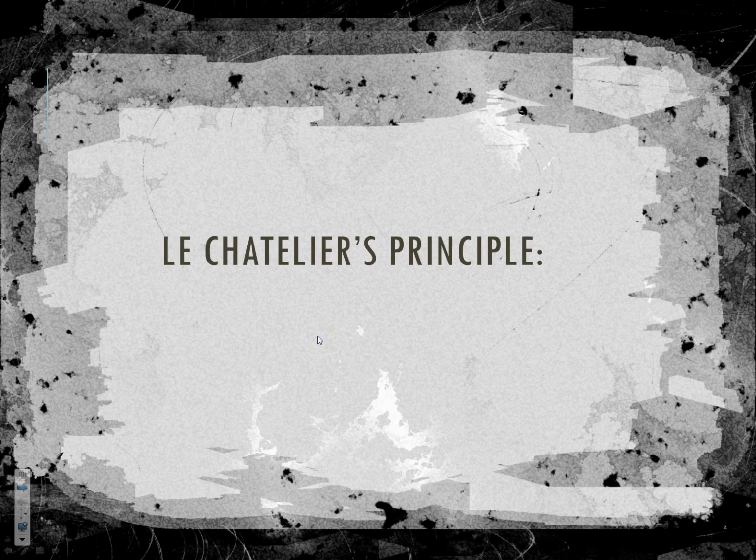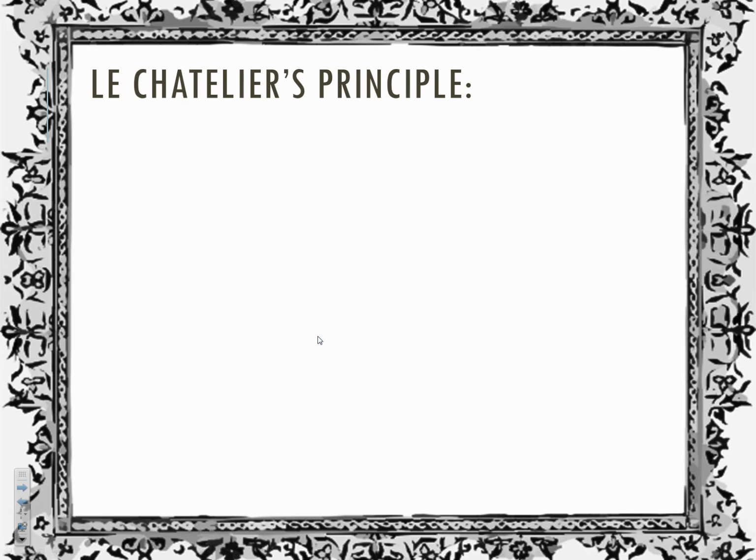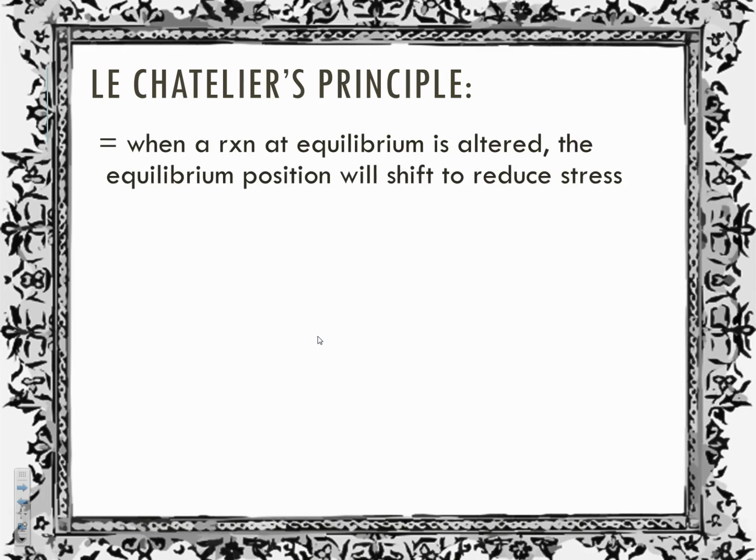Today I'll be talking about Le Chatelier's principle. Stated simply, what we're saying is if a reaction that has an equilibrium is altered in some way, the equilibrium is going to adjust to try and undo what was done. This is kind of a way of thinking about it.